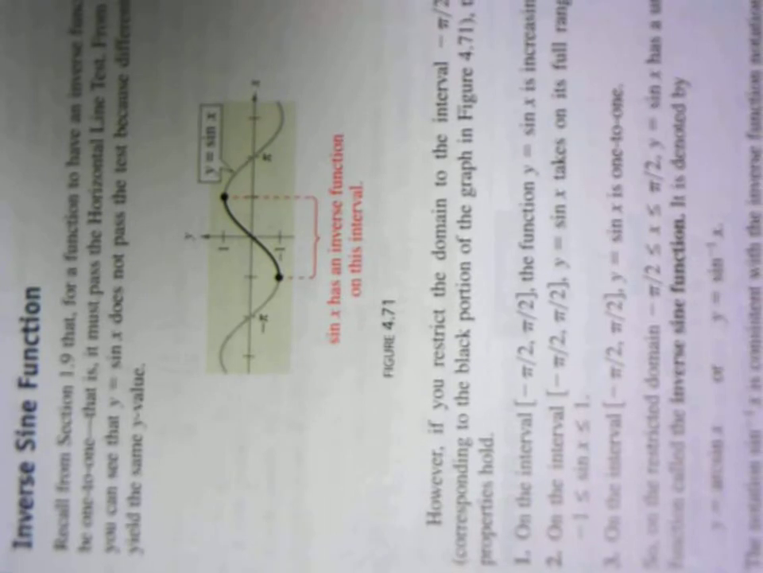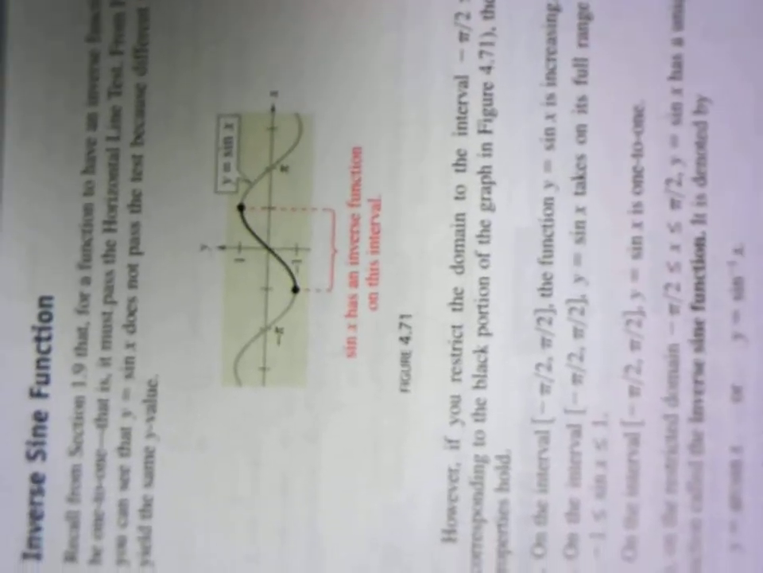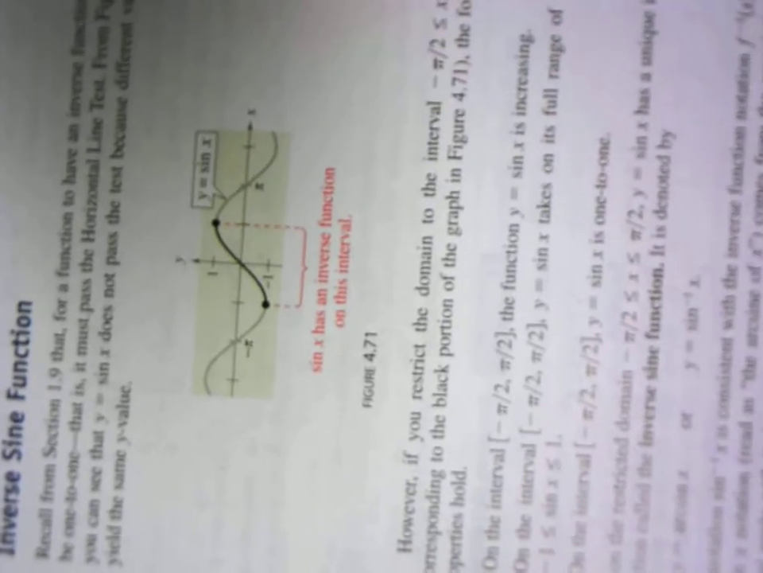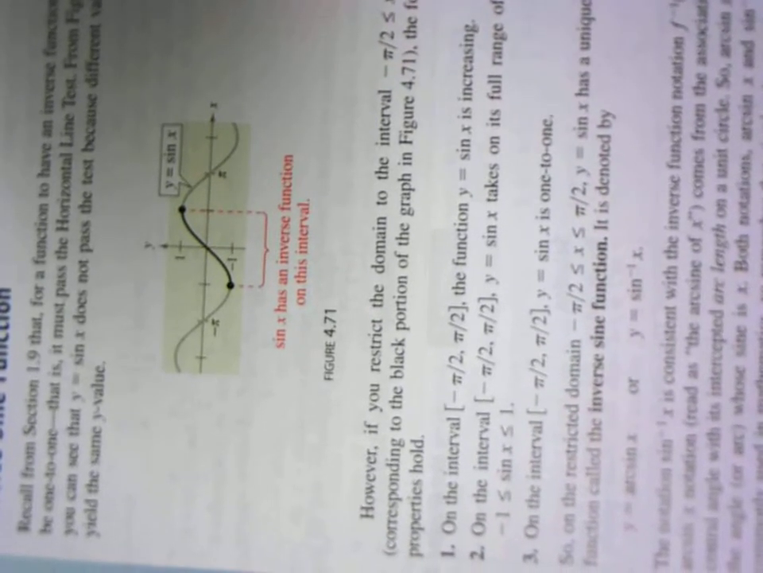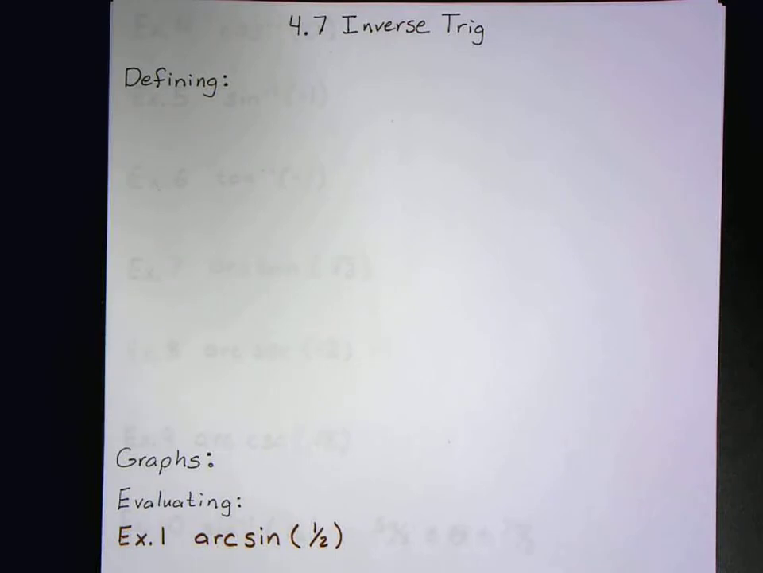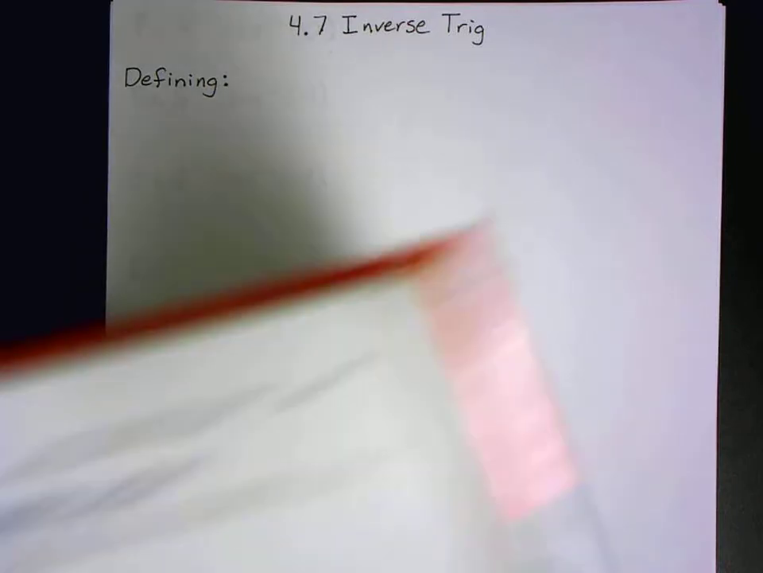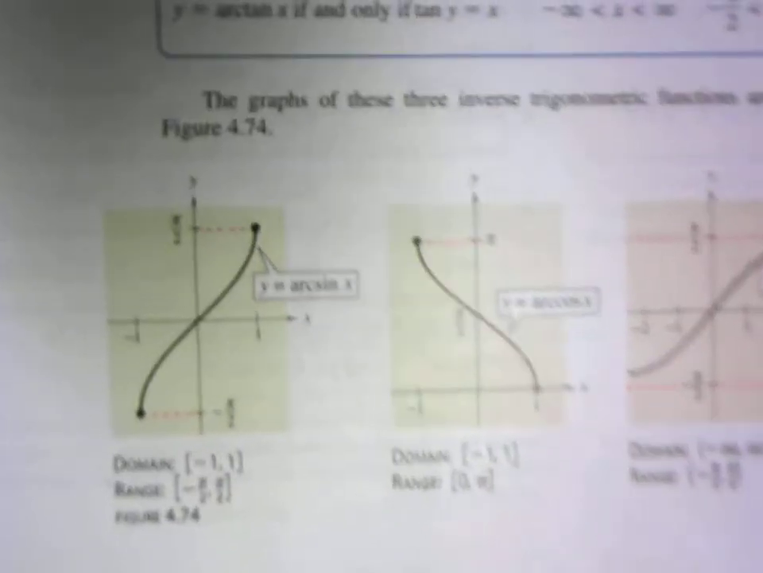So it fails the vertical line test. It's no longer a function. That's bad, because that means we can't use it in a calculator. We can't use it for anything. If I plug in a number, I get infinitely many answers for every single number I plug in. So that's bad. So what we do is we take our graphs and we trim them down.